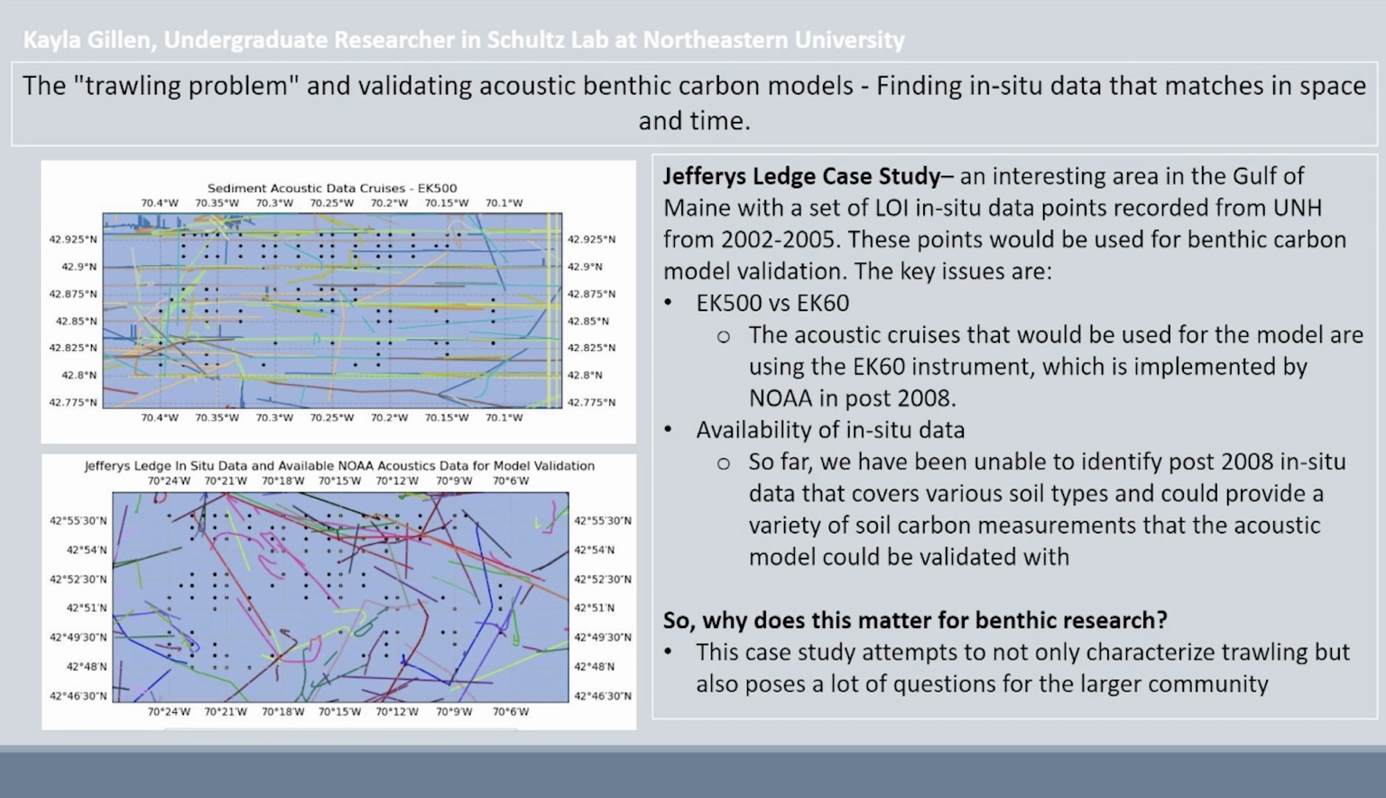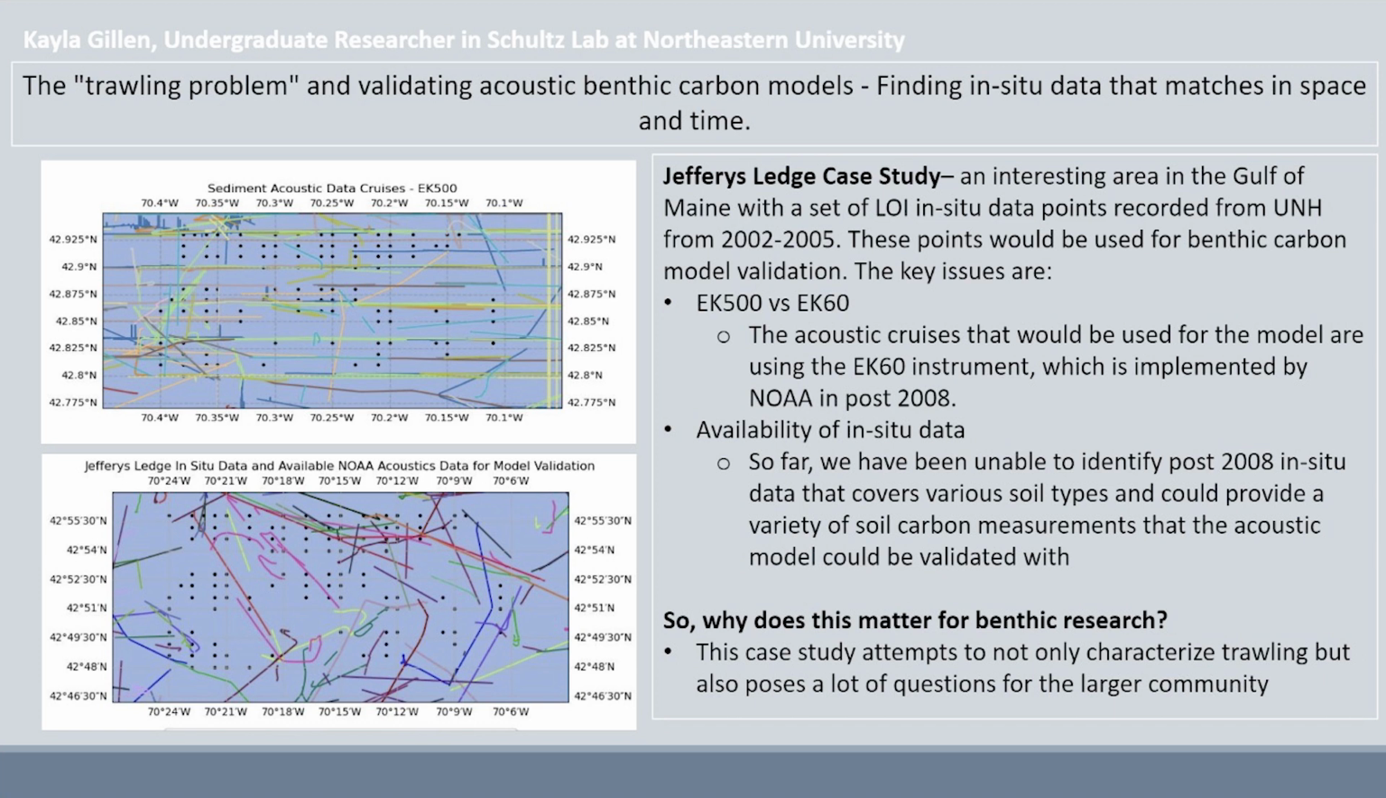To do this, I've been basically data mining for the past few months and trying to compile sediment data, ecosystem classifications, acoustics, as I'm showing here, and in situ carbon measurements of the sediment. We heard Gabe talk a lot about this yesterday, but I'm trying to match in time acoustics done by NOAA and in situ measurements that we have.